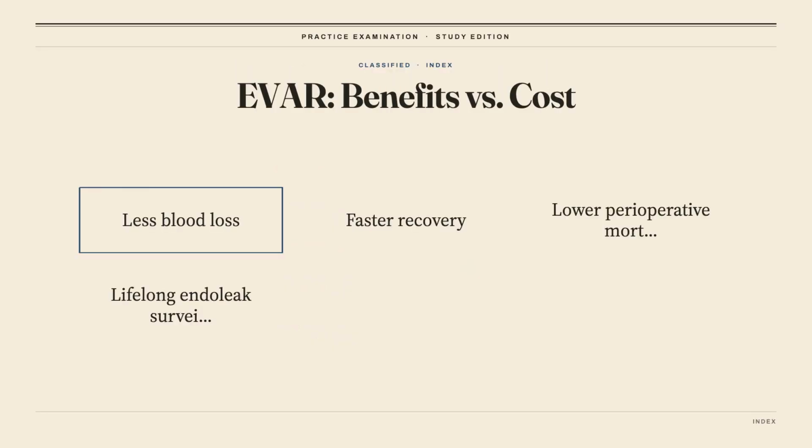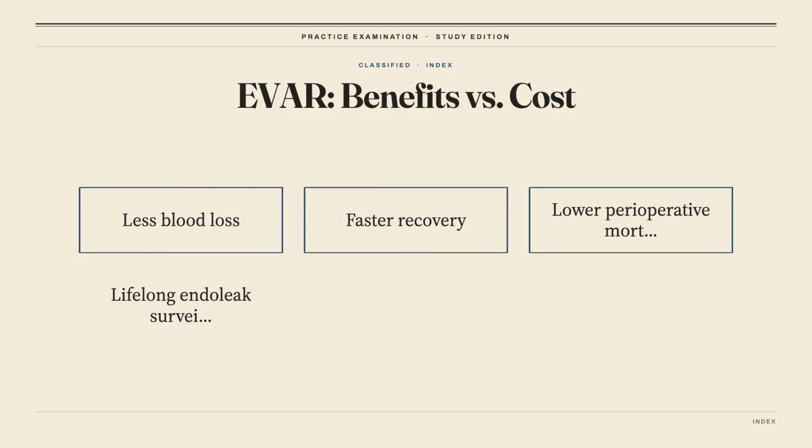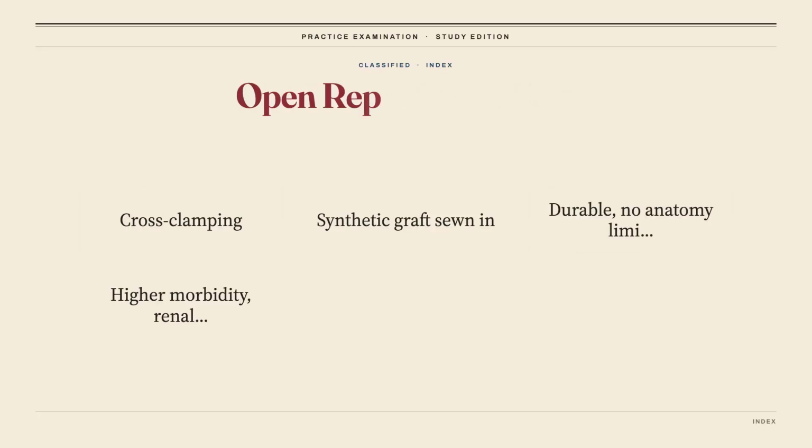EVAR's advantages are real: less blood loss, no aortic cross-clamping, shorter hospital stay, and lower perioperative mortality. But the cost is the endoleak, persistent blood flow repressurizing the sac, which is why lifelong surveillance imaging becomes a genuine nursing responsibility.